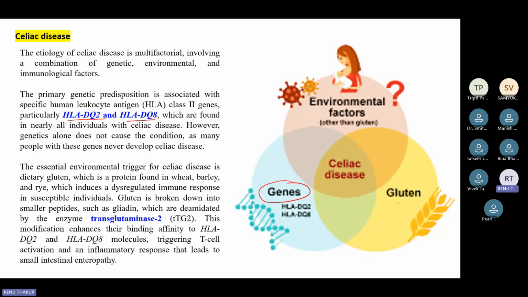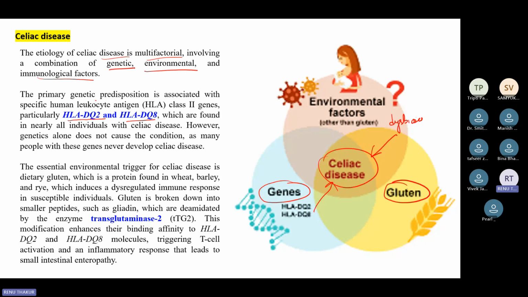Now, whenever you are consuming a gluten-rich diet, then you can expect celiac disease. Whenever there is an environmental factor which leads to dysbiosis, then also you can expect celiac disease. And these genes are also responsible for celiac disease. So the etiology of celiac disease is multifactorial, because environmental factors play a role, diet plays a role, and the genes play a role. It is a combination of genetic, environmental, and immunological factors.